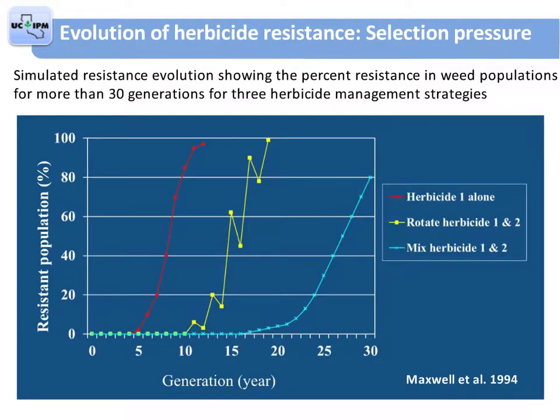Now the next graph shows a similar situation for 3 herbicide management strategies. The red curve shows control of a weed with one herbicide with 95% efficacy. You can see that resistance is delayed by 2 to 3 years. If you mix 2 herbicides with similar efficacy, as shown by the blue line, you can see that resistance is delayed by 10 years. The yellow line represents what happens when you rotate herbicides using one at a time. Resistance is delayed, but not as long as when you mix herbicides. For managing herbicide resistance, you need to mix products with different modes of action that have the same efficacy on the weed. This delays resistance.